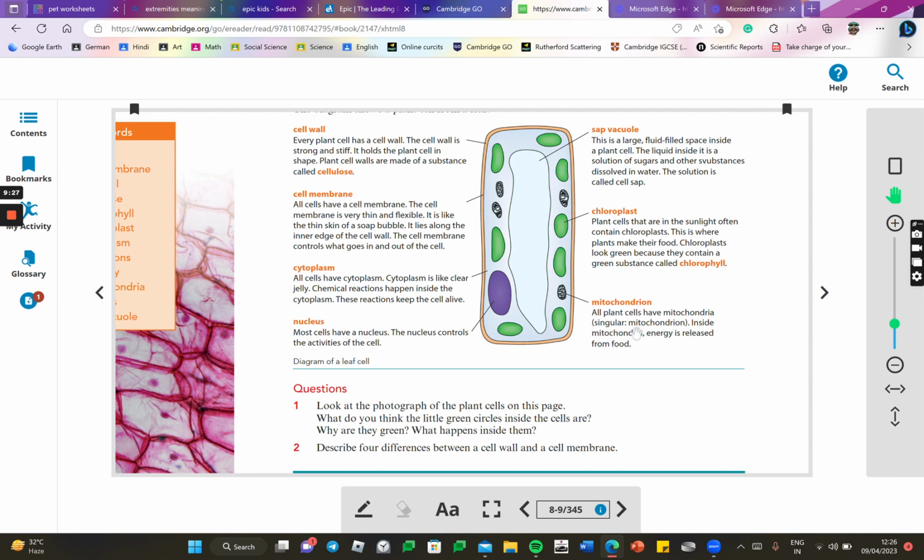Mitochondria. All plant cells have mitochondria. Singular is mitochondrion, and inside the mitochondria, energy is released from food. So the mitochondria is also known as the powerhouse of the cell.